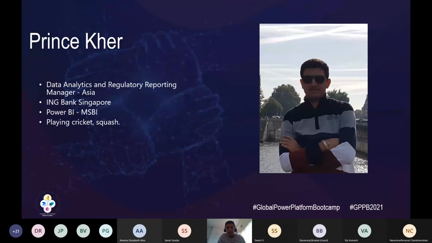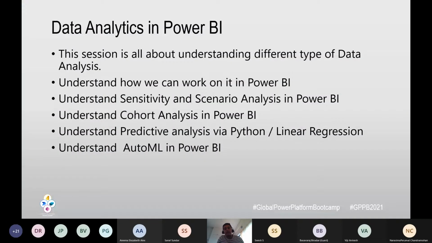So now let's understand data analytics in Power BI. In this session, we're going to go through the different types of data analysis present in the data science world, and understand how we can work on them in Power BI. Then I'm going to touch base on sensitivity and scenario analysis in Power BI, cohort analysis in Power BI, predictive analysis via Python, linear regression, and forecasting. We're also going to do some auto ML in Power BI. So these are the topics that we are going to cover across the whole session.